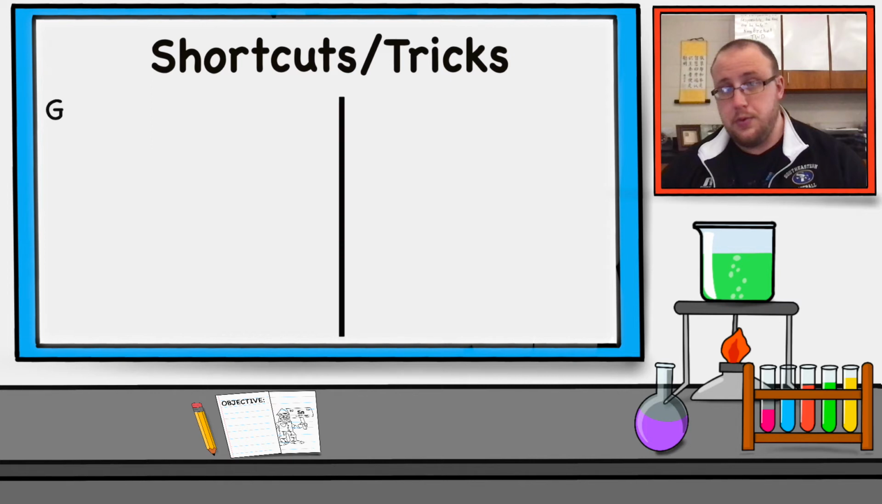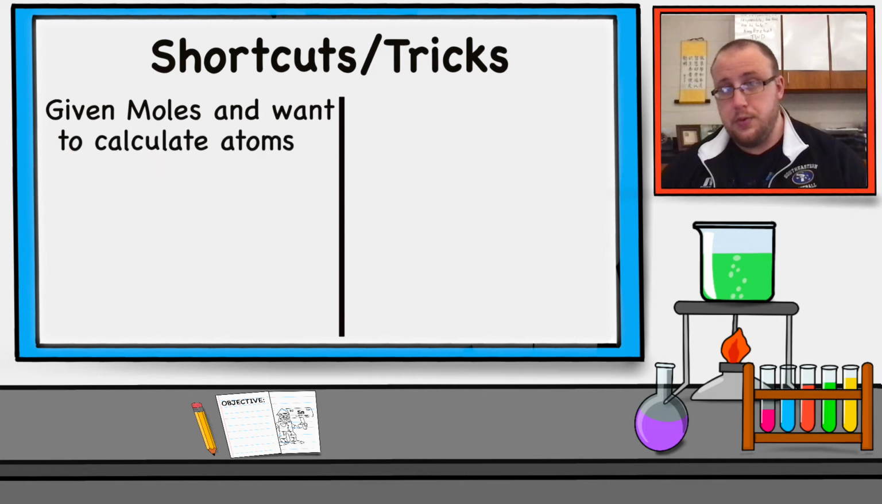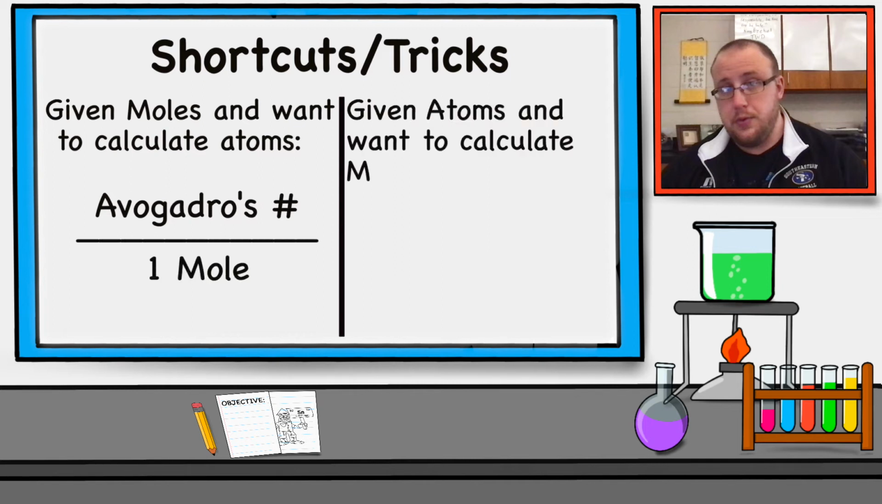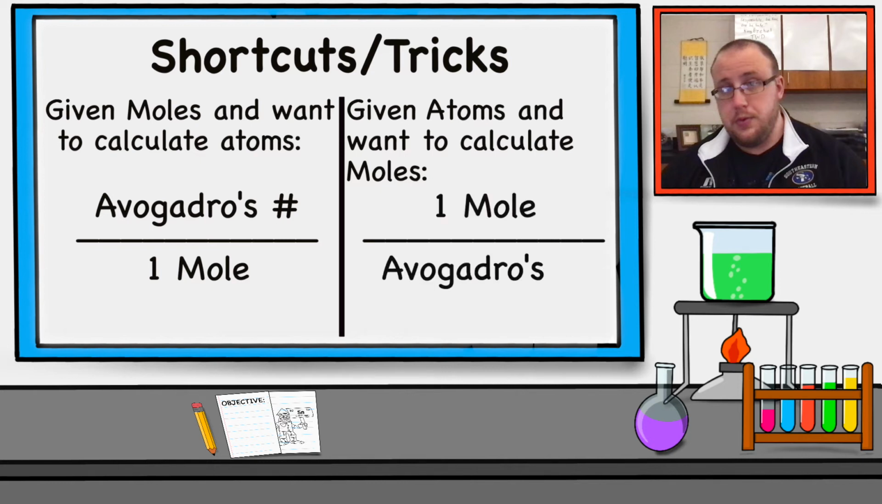If we are given the moles and want to convert to atoms or molecules, then we're going to use the relationship of Avogadro's number over 1 mole of that substance. If we are given the number of atoms or molecules and we want to find the number of moles of that substance, then we're going to do 1 mole of that substance over Avogadro's number. Helpful hint though, when calculating these, make sure you always put Avogadro's number within separate sets of parentheses so that you don't mess up your calculations.